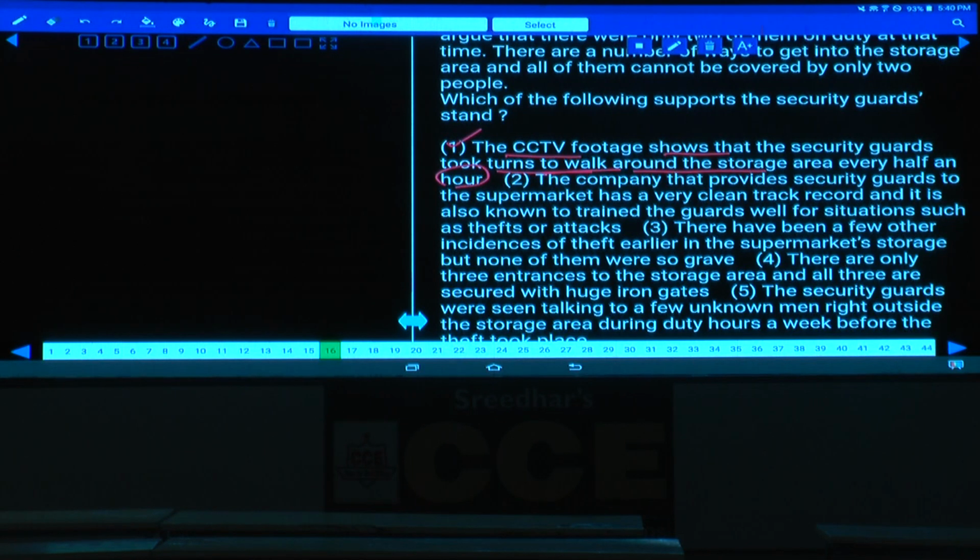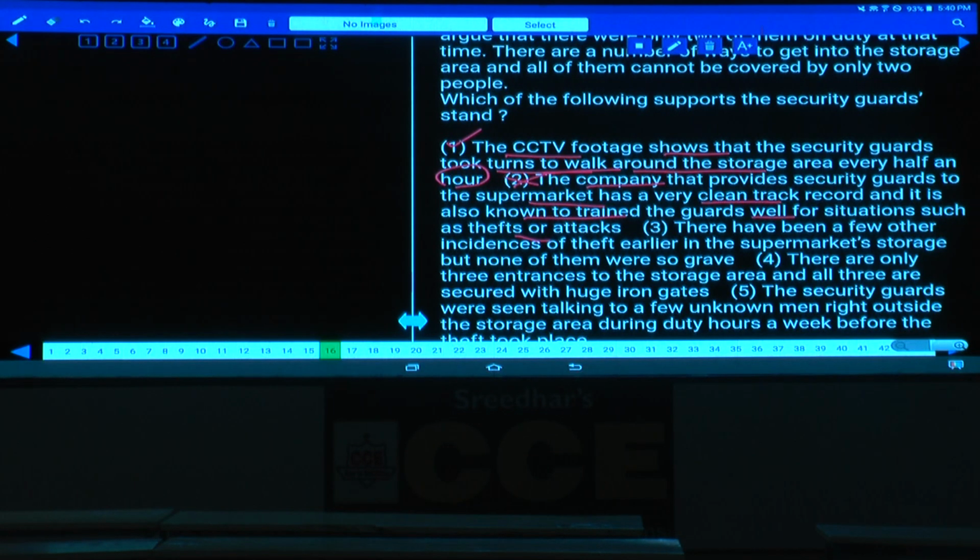The company that provides security guards to the supermarket has a very clean track record and is also known to train the guards well for situations as thefts are attempted, isn't it? Now here he is talking about the company that provides security guards, but he is not talking about the claim of the security guards. What is the claim of the security guards here? We need more people because we could not handle this. Then third one, hence second one is ruled out.